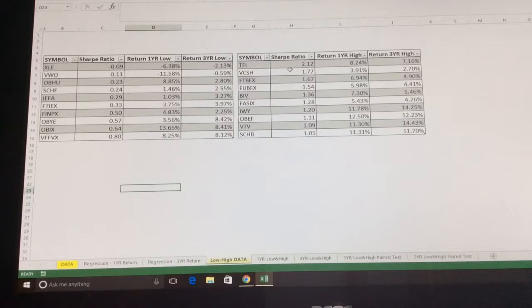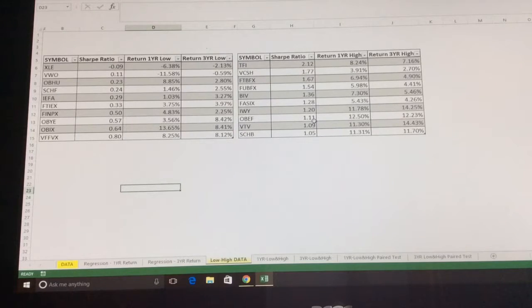One is going to compare the 10 highest Sharpe ratios, the 1-year returns and the 3-year returns on the high end. And the other set of data is looking at the 10 lowest Sharpe ratios, and we're going to look at their 1-year return and their 3-year returns.